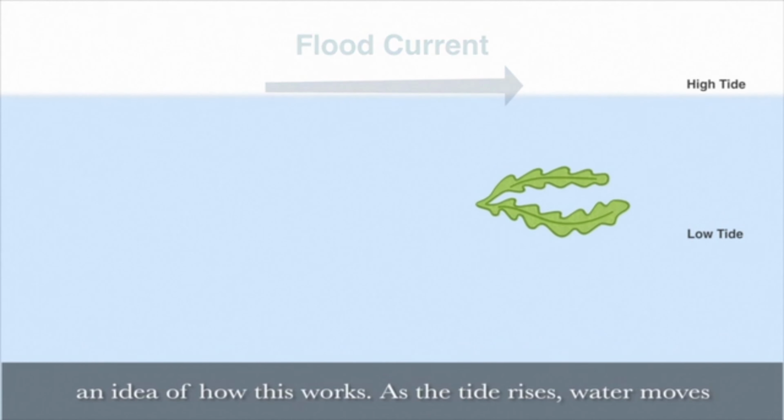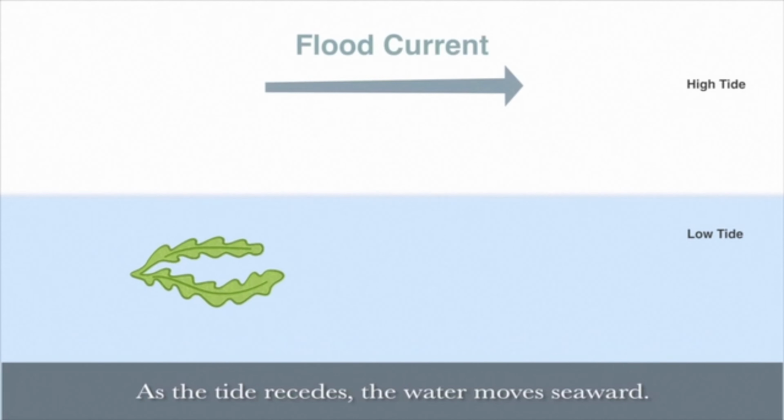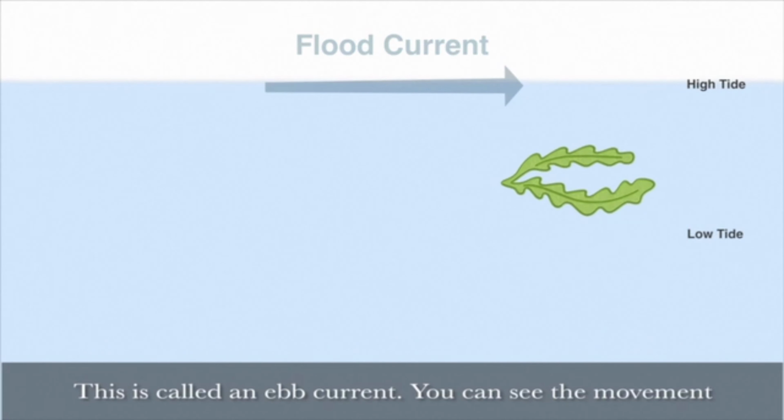As the tide rises, water moves inland. This is called a flood current. As the tide recedes, the water moves seaward. This is called an ebb current. You can see the movement of water here by watching the green seaweed move back and forth.